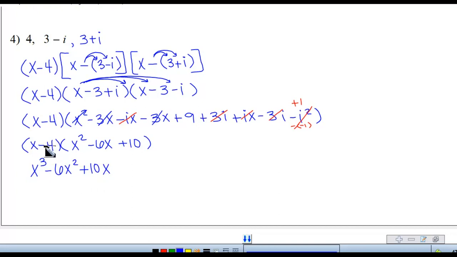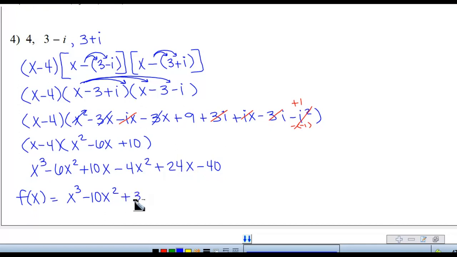Now, I'll go back, I'll take the negative 4 and distribute it to all three terms. That gives me negative 4x squared, positive 24x, and negative 40. In my final step, I'll combine all my like terms. x cubed doesn't have anything to combine with, so I'll write it down. I can combine the negative 6x squared and negative 4x squared to get negative 10x squared. 10x and 24x combine and give me 34x. And finally, negative 40 doesn't combine with anything, so we'll write it down.